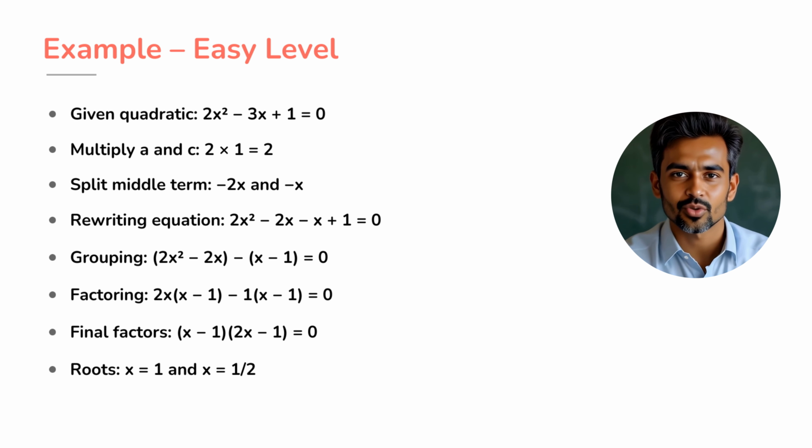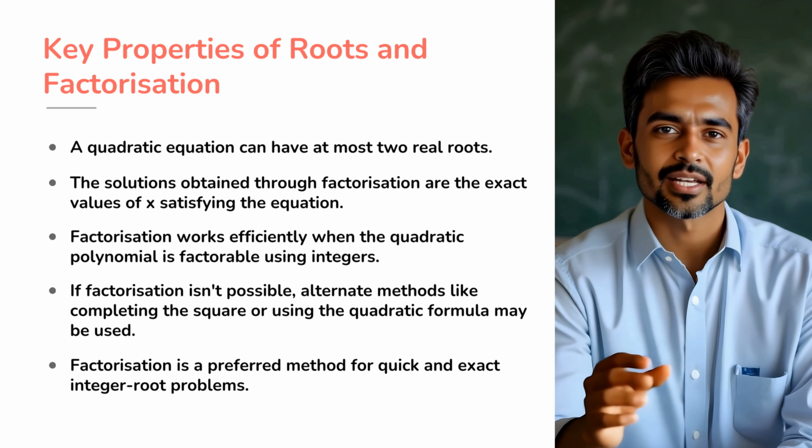Rewrite the equation: 2x squared minus 2x minus x plus 1 equals 0. Group them: 2x squared minus 2x, minus x minus 1. Now factor: 2x into bracket x minus 1 close bracket minus 1 into bracket x minus 1 close bracket. So we get bracket x minus 1 close bracket into bracket 2x minus 1 close bracket equals 0. Solving this gives us x equals 1 and x equals 1 by 2. Isn't that satisfying? Let's highlight some key ideas.